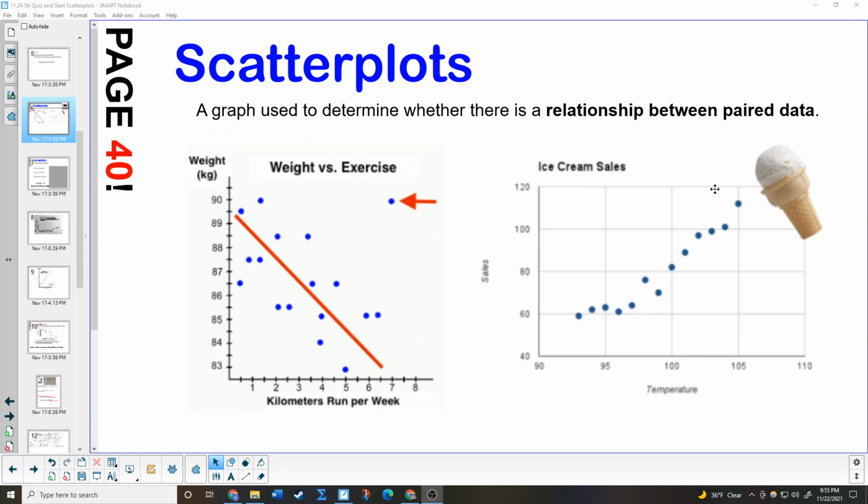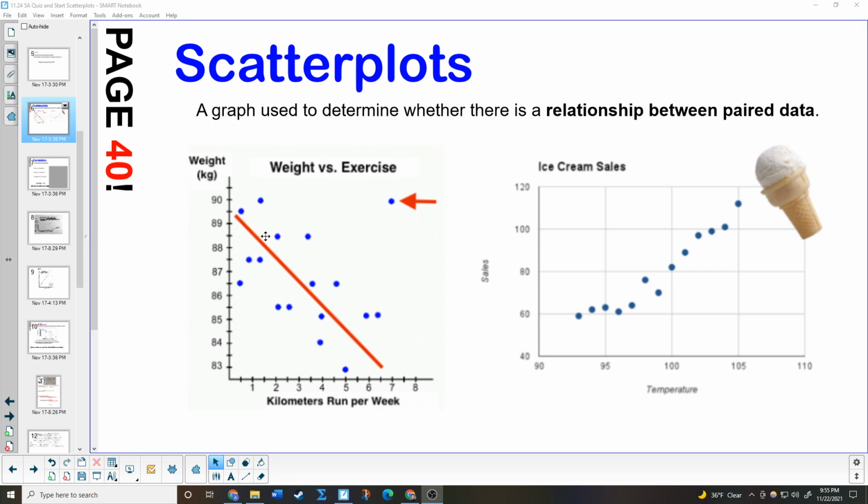So from here, this looks like there's a relationship, right? So down here, the temperature was pretty low. Lower. That's still like 93. And we only sold about $60 worth of ice cream. We go up here 100 degrees and we're selling like $80 of ice cream. And then it's 105. Man, here in this instance, much higher. We're selling 110 or 112 dollars worth of ice cream on those days. So you can see as the temperature increases, the sales seem to increase.